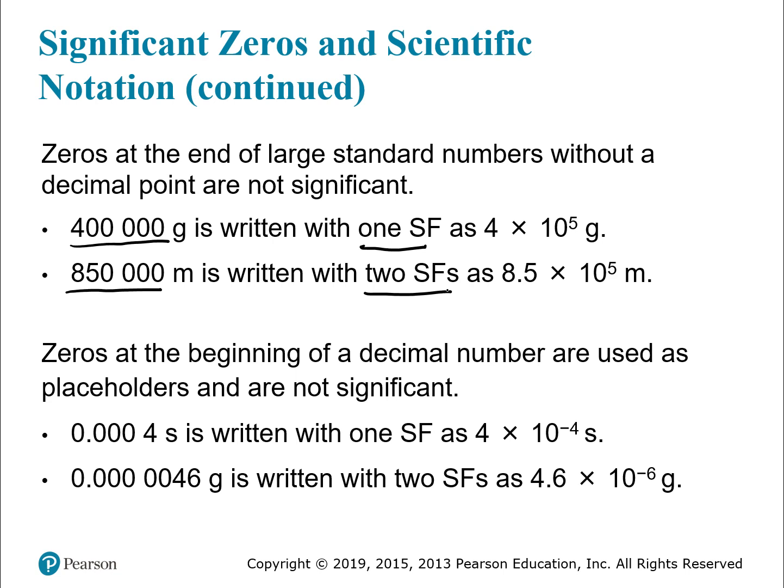And zeros at the beginning of a decimal number are also placeholders. So all these zeros don't count, and all these zeros do not count. So keep that in mind.